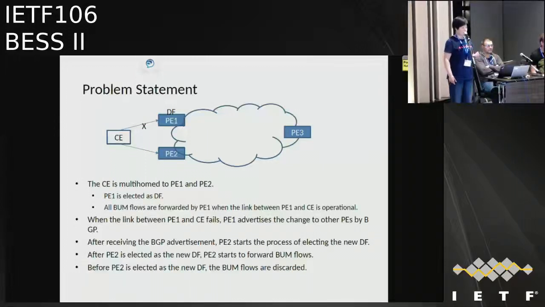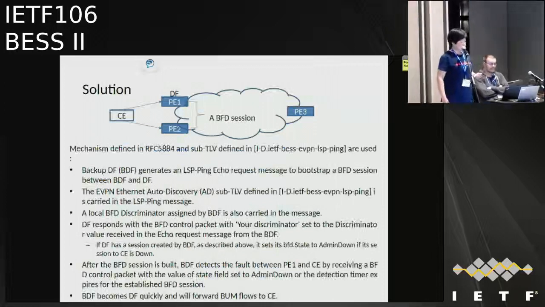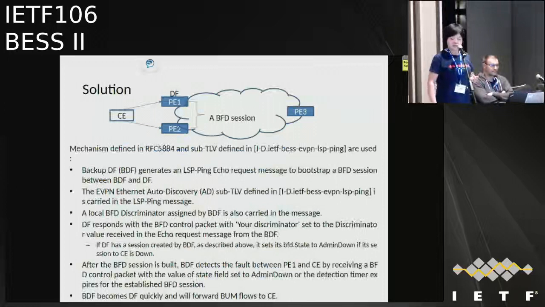But before it is elected as the DF, there is a time period for the BGP signaling. PE1 will send the BGP packet to all other PEs, and PE2 then starts the BDF, the DF election function. So it takes time. In order to reduce the BUM packet loss, we'd like to use the mechanism defined in RFC 5884.